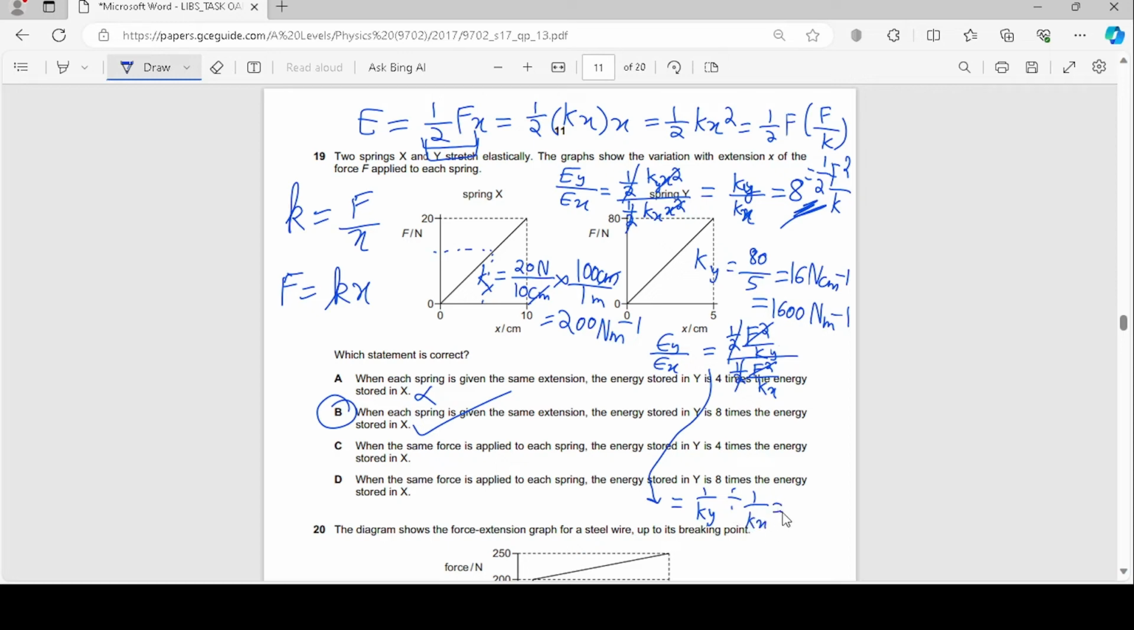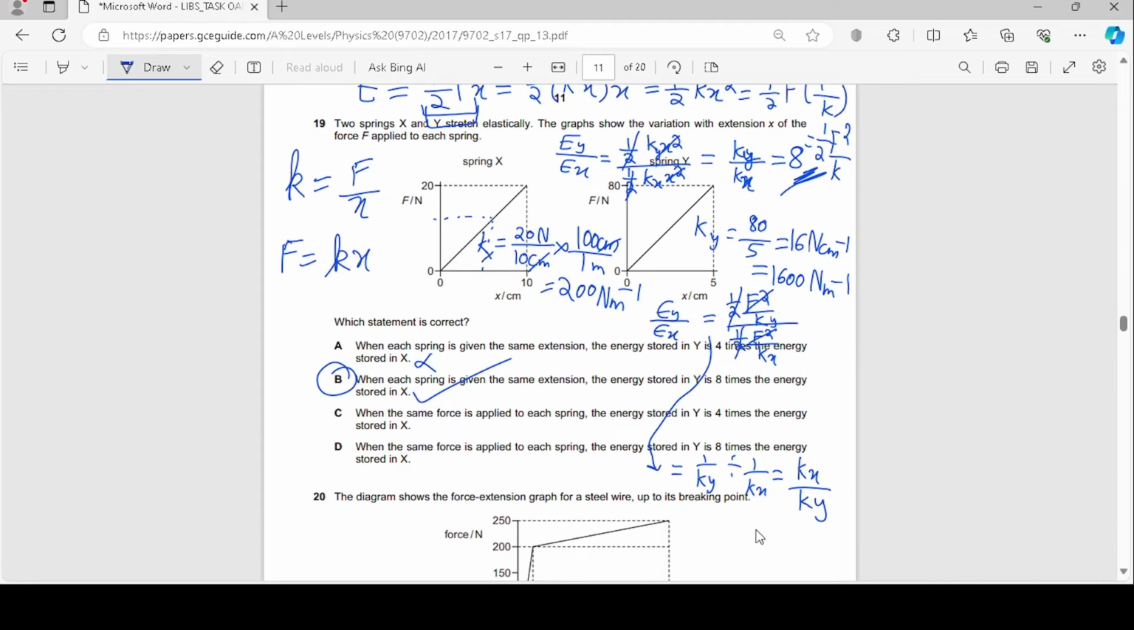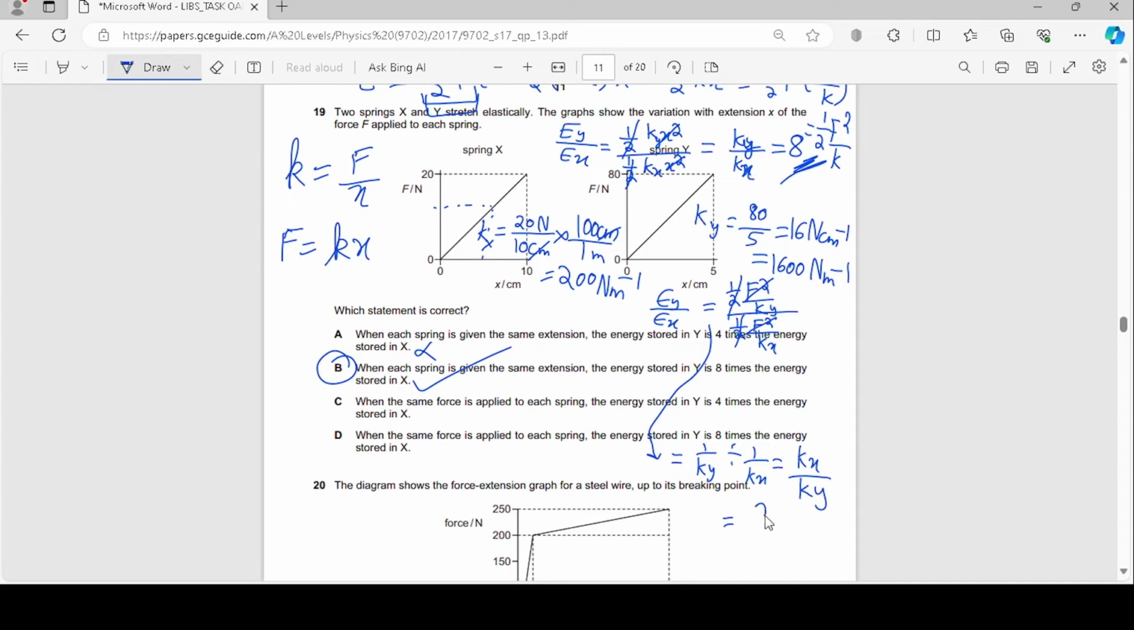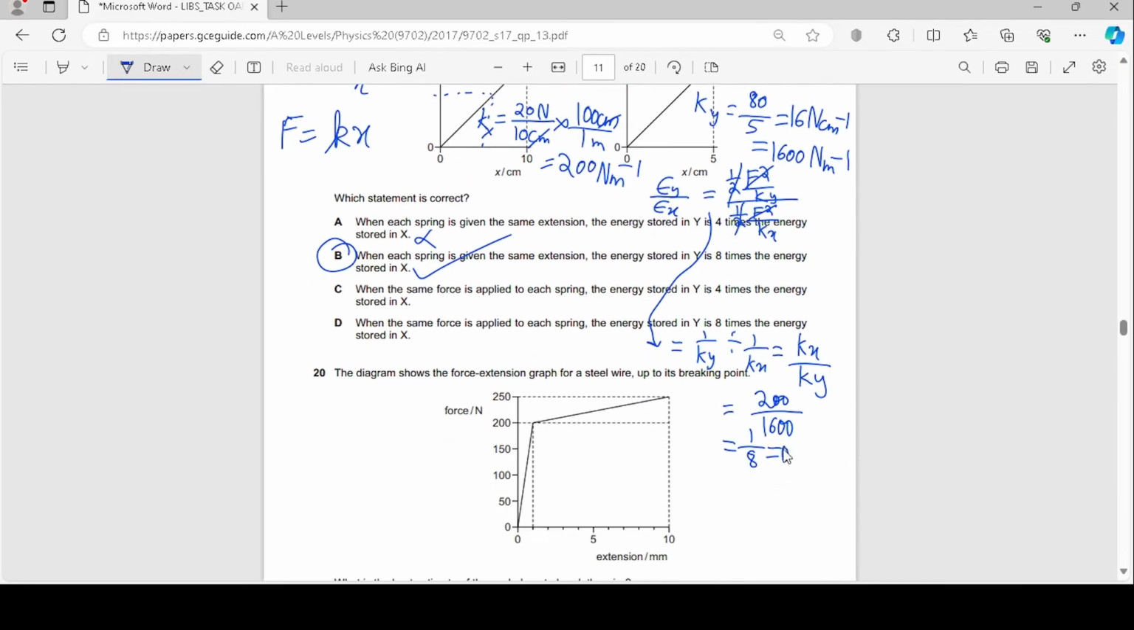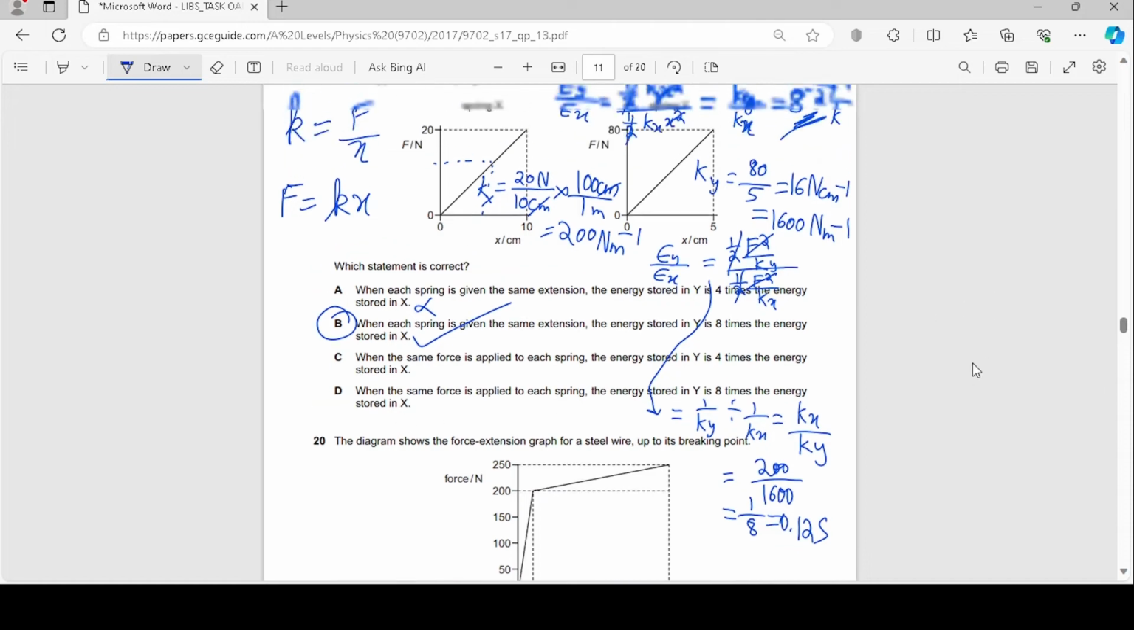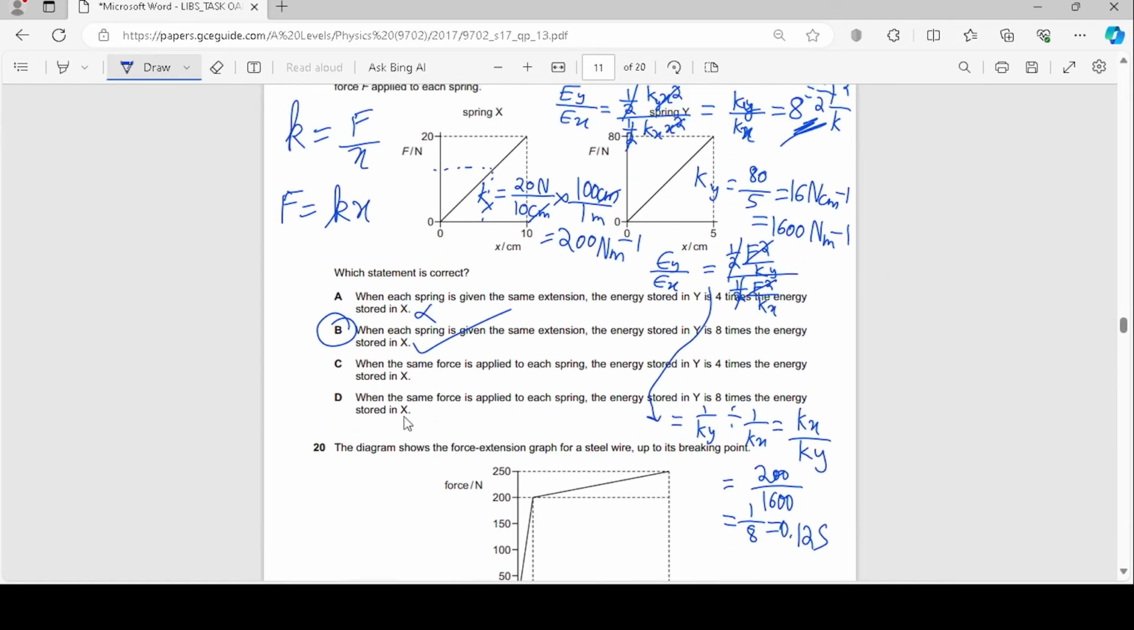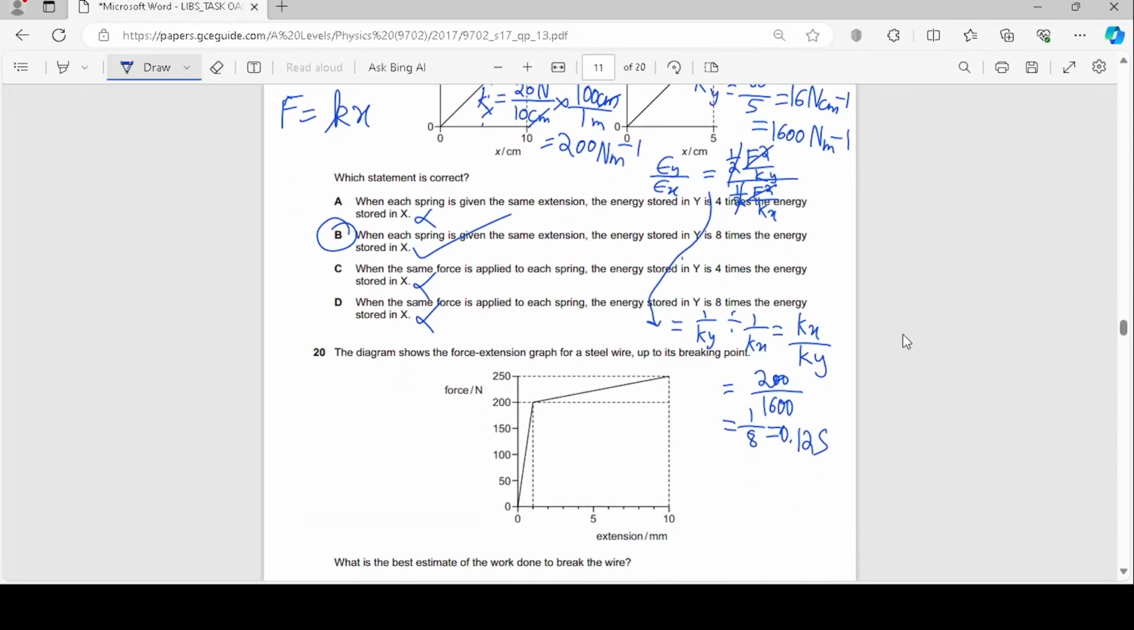I'm not sure if I'm doing this right, by the way. Point is, I've already gotten the answer, so I don't really need to do this. I don't know why I'm doing this, honestly. Anyways, let's just do it. 200 over 1600, so that comes out to 0.125, or basically 1 over 8, the inverse of that ratio. That is obviously not the correct answer, because that says 4 times, that says 8 times. So the answer is B, in summary.